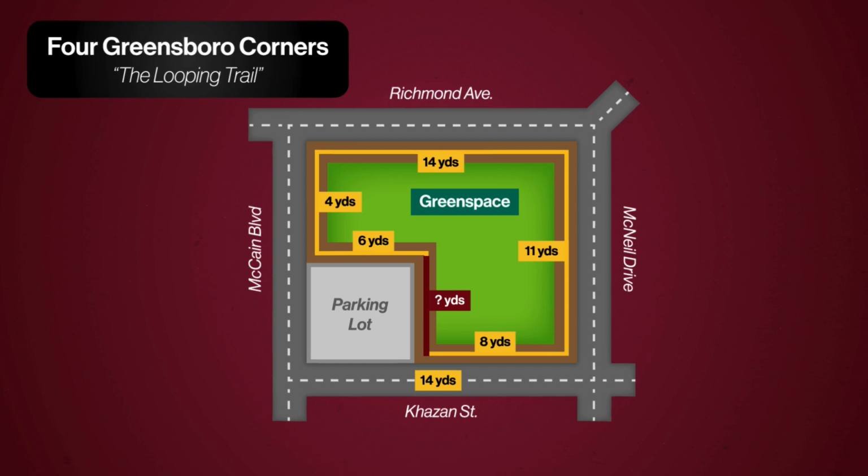Then we can do the same thing for the other unknown sections of the trail. If the park was a rectangle or square, then the part of the trail that's parallel to McNeil Drive and McCain Boulevard would also be 11 yards. We know the part along McCain Boulevard is 4 yards, so the unknown section is 11 minus 4 yards long.